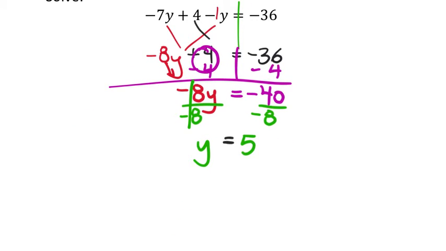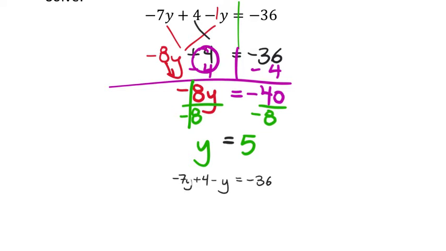Now, the final question here: is 5 the solution to this equation? Well, that's where we need to go into the original equation, which is negative 7y plus 4 minus, I'll just put minus y. You can put minus 1y if you'd like, but equals negative 36, right?